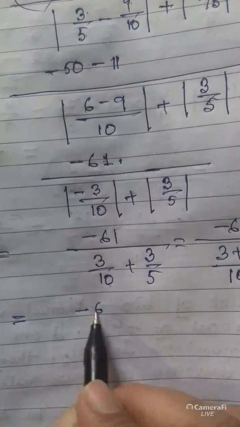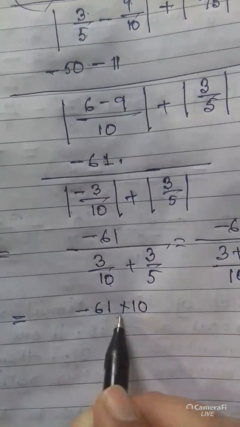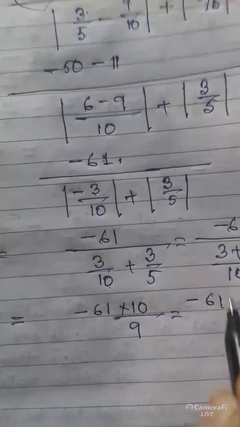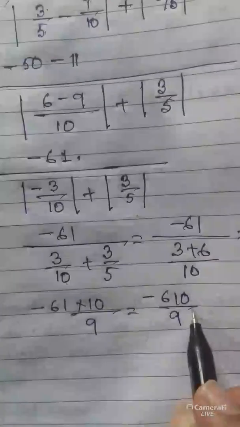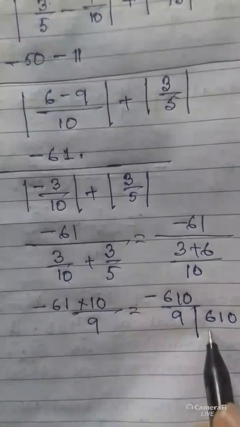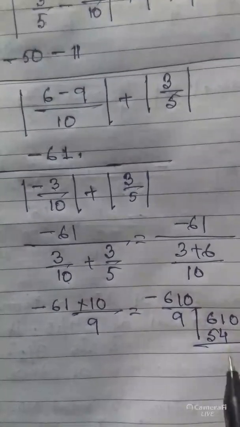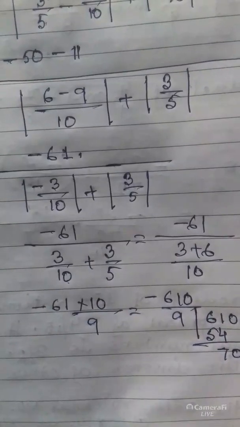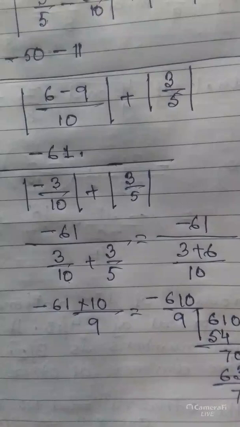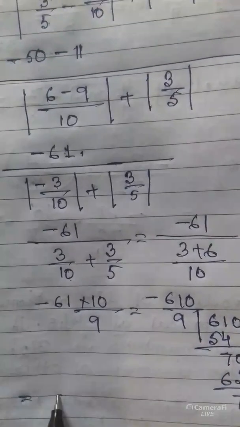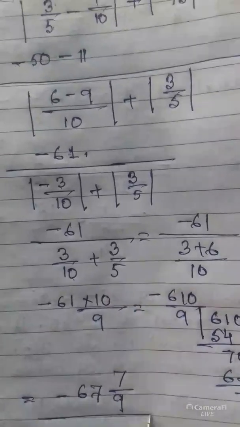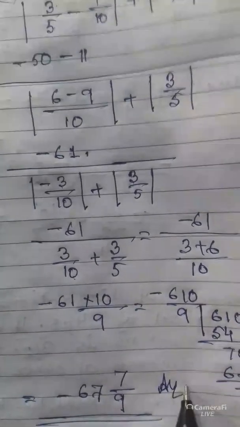So minus 61 into 10 by 9 is minus 610 by 9. 6 nines are 54, 70, 7 nines are 63, remainder 7. Answer is minus 67 whole 7 by 9. This is the answer.